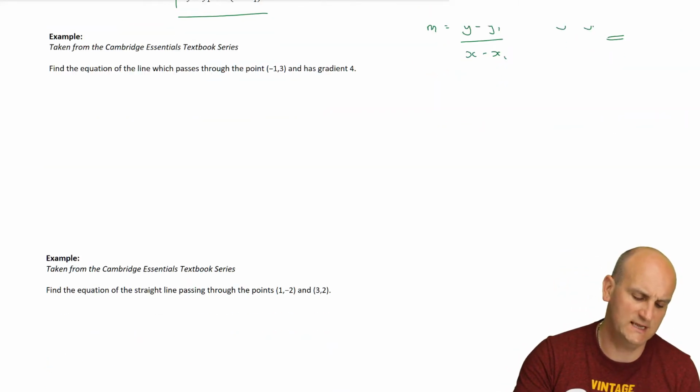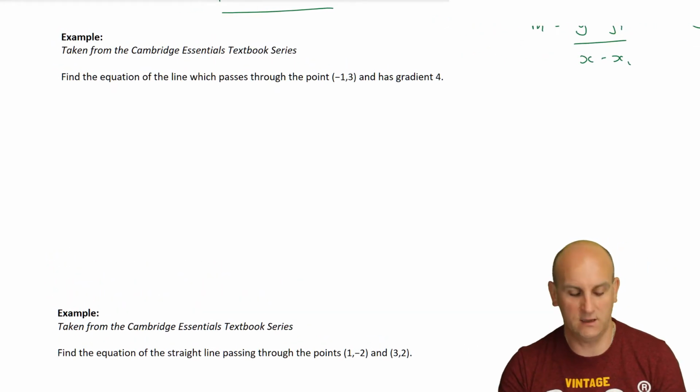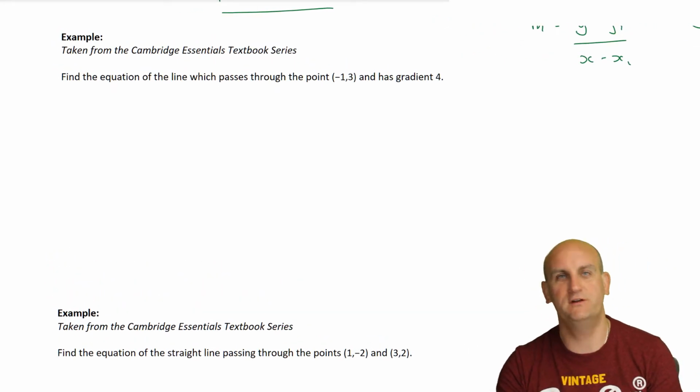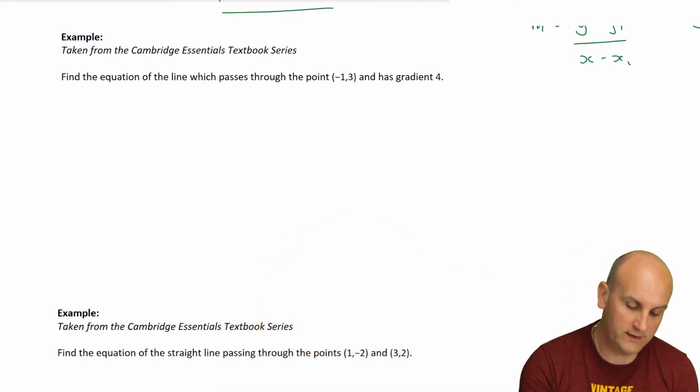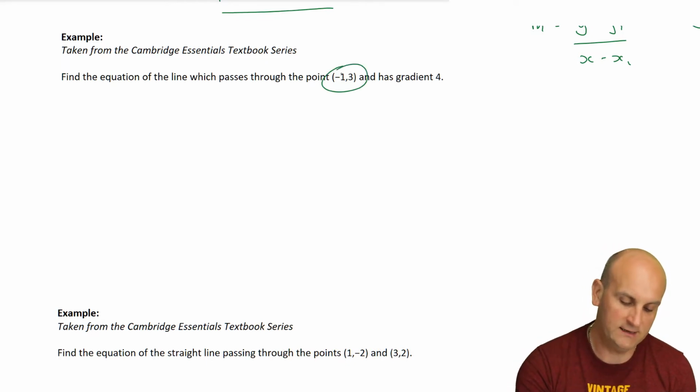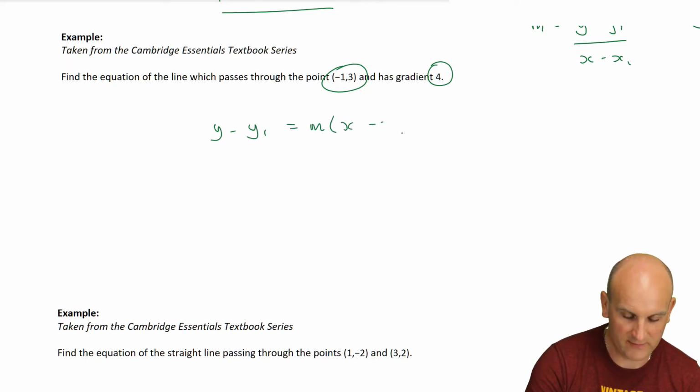So this question has been taken from the Cambridge Essentials textbook series, which is freaking awesome and something I use. And thank you very much to Cambridge for giving me permission for using their questions, greatly appreciated. So find the equation of the line which passes through the point. So they give me a point, (-1, 3), and a gradient of 4. Thank you very much. So I'm going to use y minus y1 equals m(x minus x1).